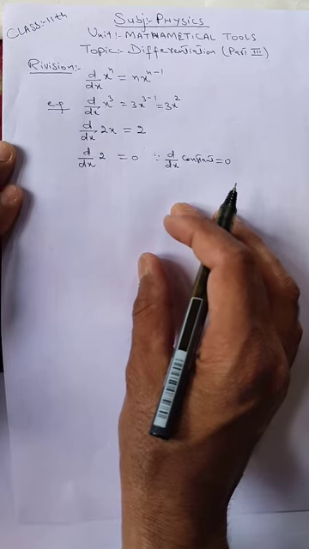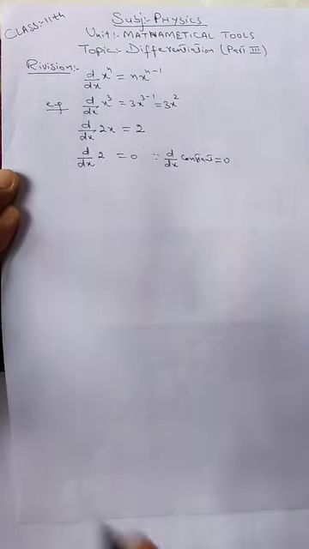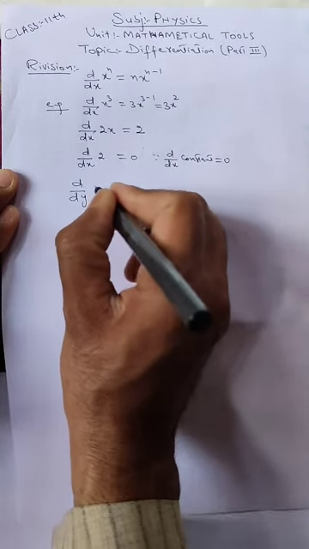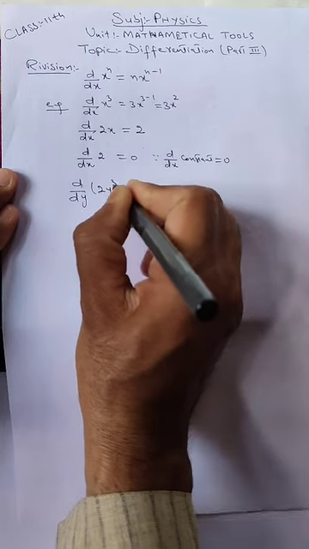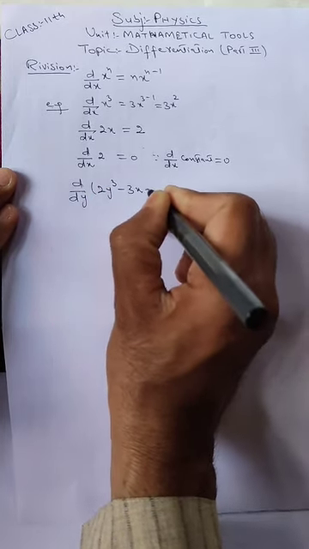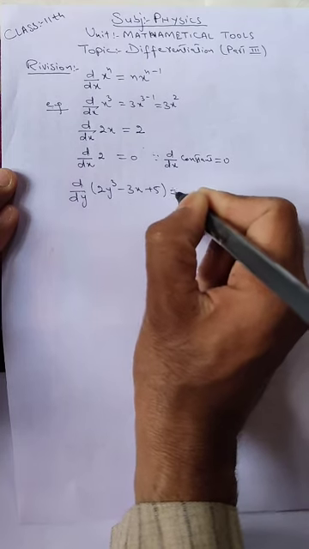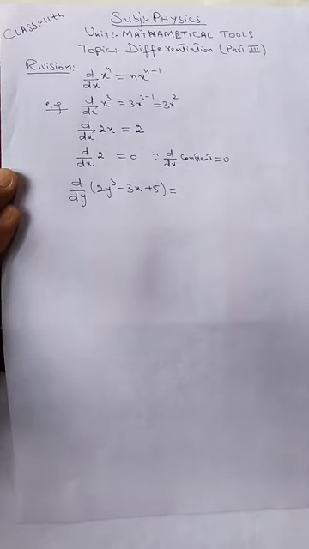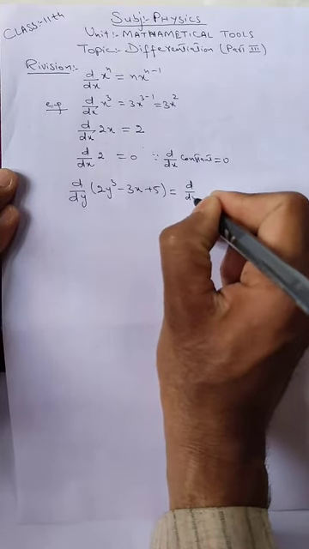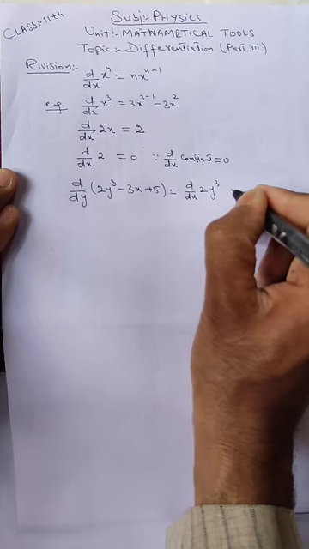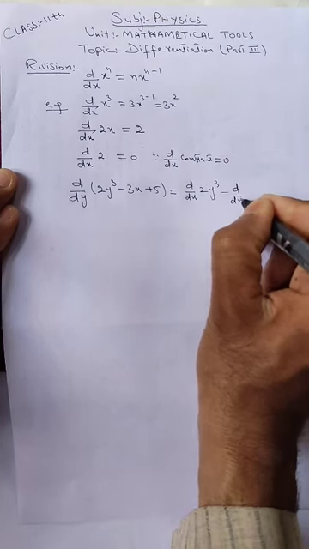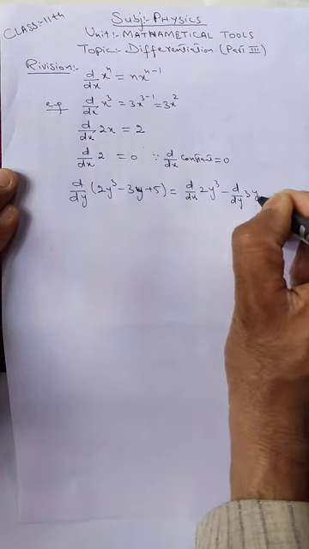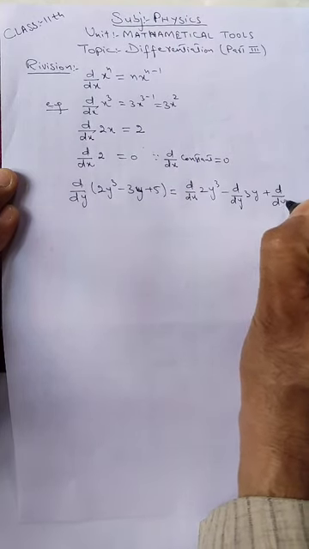Today we are going to take the next point. Let me take another example here. d over dy of (2y^3 - 3y + 5). So its answer comes, when we differentiate these terms separately, as d over dy of 2y^3 minus d over dy of 3y plus d over dy of 5.